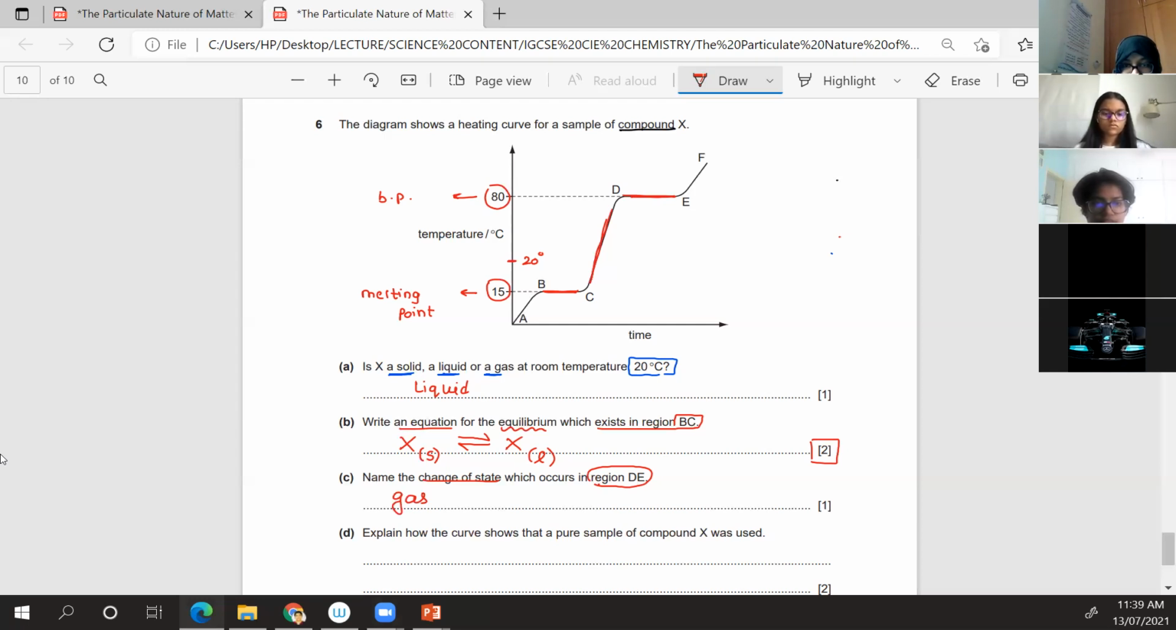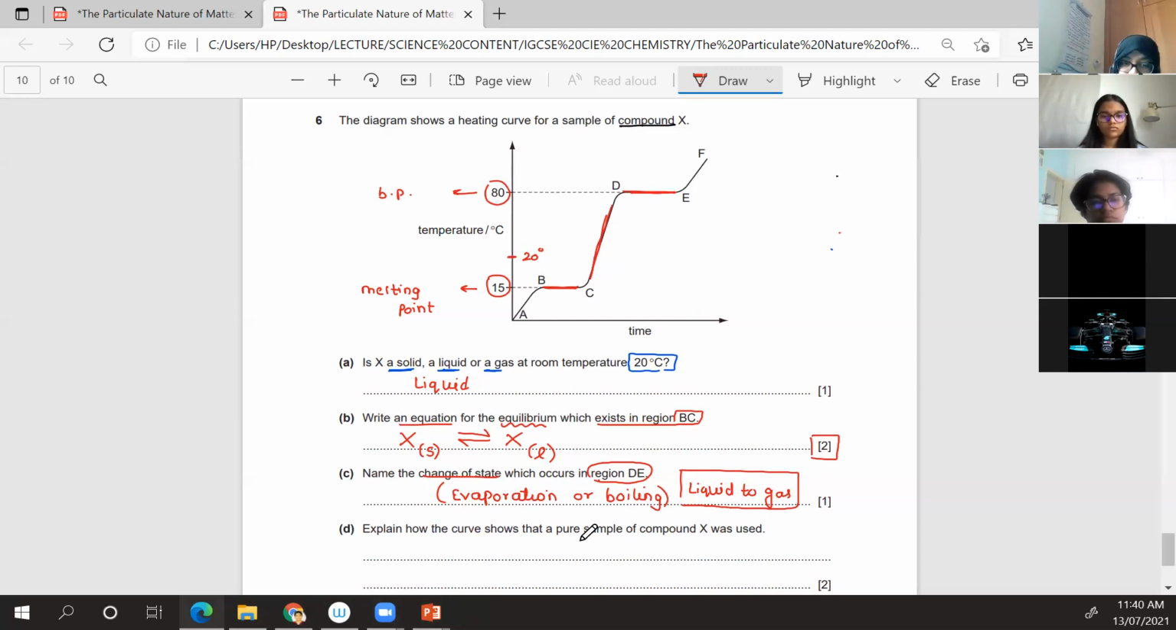You can write gas, that's correct. Or to be precise, it's actually evaporation or boiling. So for the change of state, you can also write liquid to gas. Only gas is not accepted, because the question says name the change of state which occurs in region DE. The whole thing they are talking about. So it is liquid to gas.